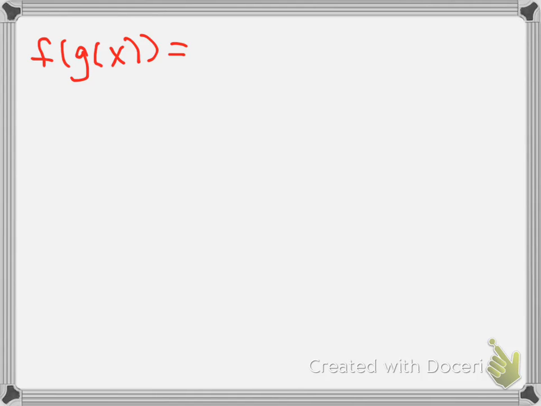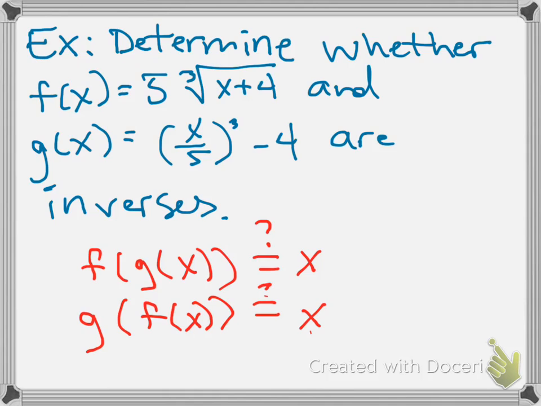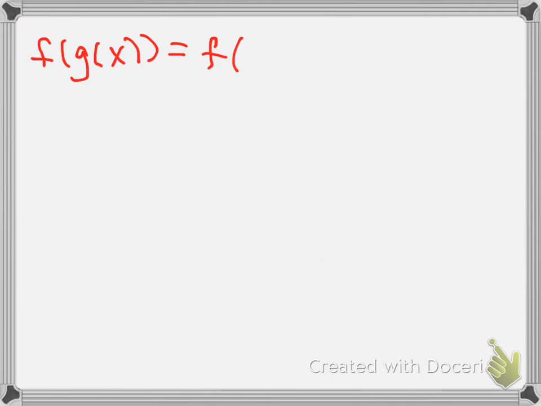So if we're going to evaluate f of g of x, that means that since g is on the inside, that's where we start. So we're going to plug in our function definition for g, which is (x/5)^3 - 4. And we are plugging that entire value into our function f. So wherever we see x in f, we're going to instead plug in the expression (x/5)^3 - 4.